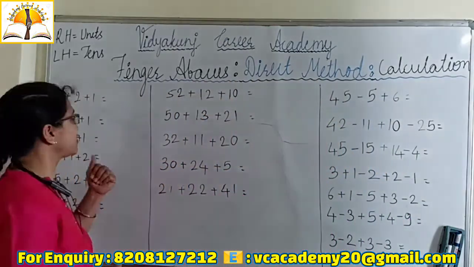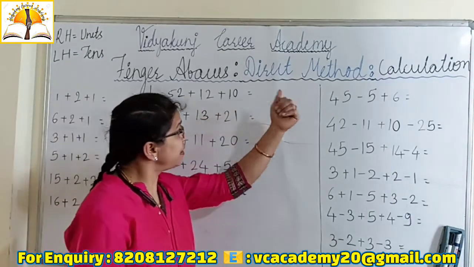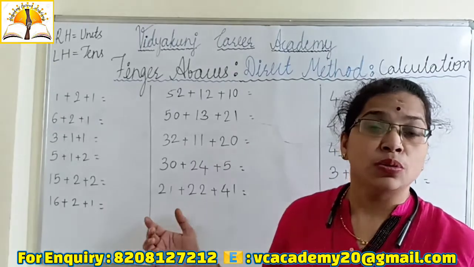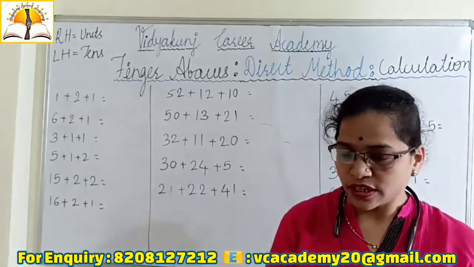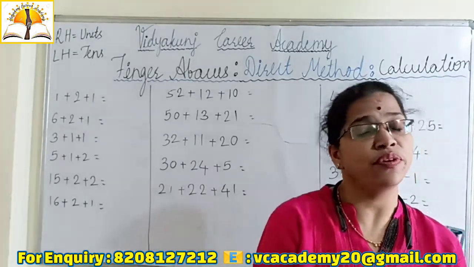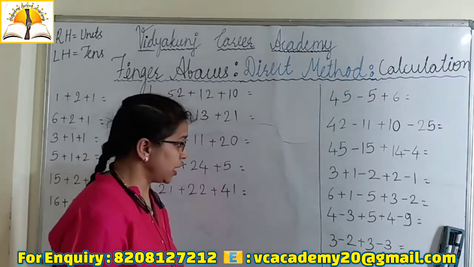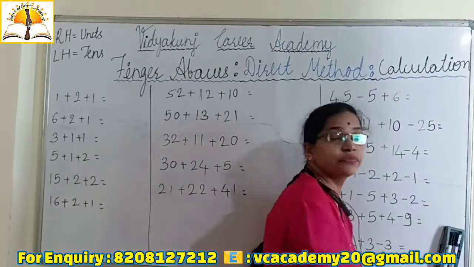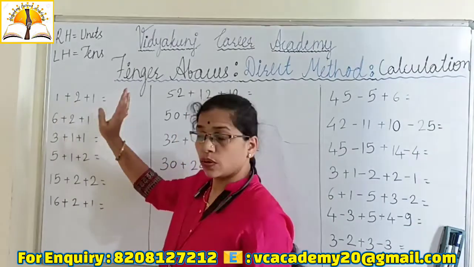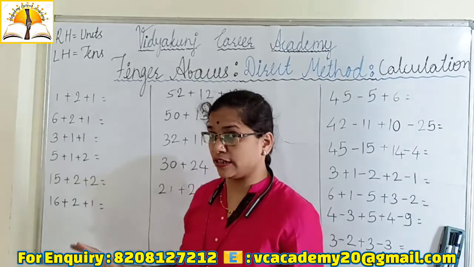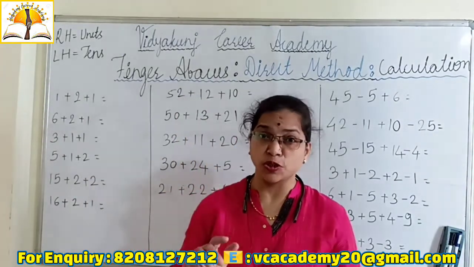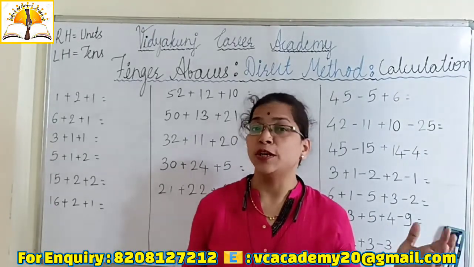We are going to do sums. I have written here the direct method. Direct method means there is no problem to add or subtract. Let's see how to calculate with the help of our fingers. I have written numbers here: 1, 2. These numbers we are going to add. Before doing this, we have to practice counting 0 to 9 and 10 to 19 once again.